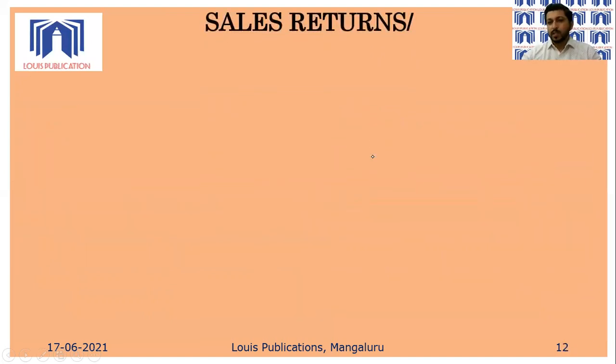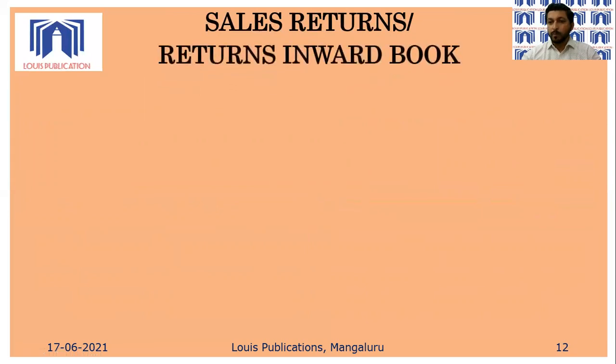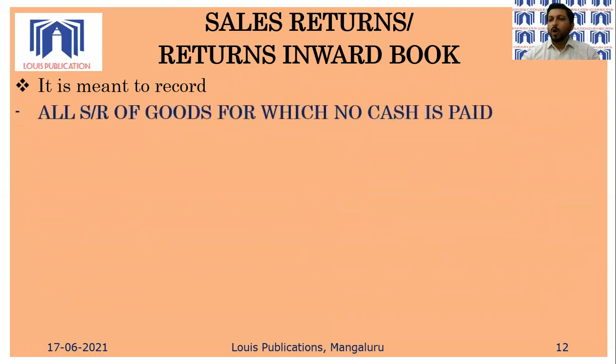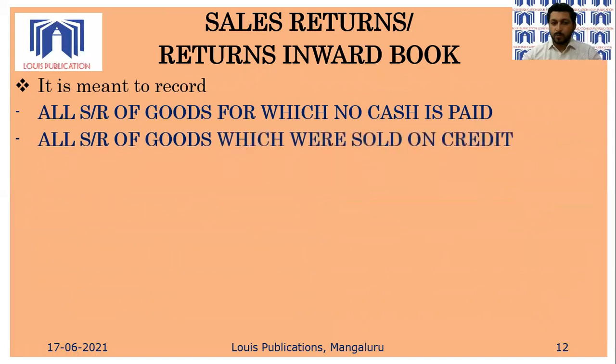Let's move to sales returns book, also known as returns inward book, also known as returns from customers book. Now, what do we record in sales returns? We record 3 sets of transactions in sales returns book. First one, all sales returns of goods for which no cash is paid. So the customer is returning the goods and we have not paid cash so far. Such returns are recorded in sales returns book.